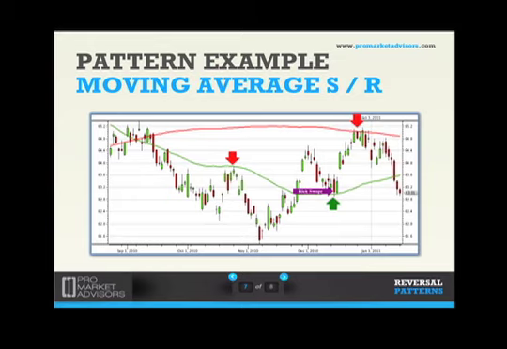Now, you say, well, okay, Rick, that's great, but look here, that one was resistance, that one was resistance, but that one didn't hold. So what's up with that? How do you know? Well, here's a very simple way that I like to use it.